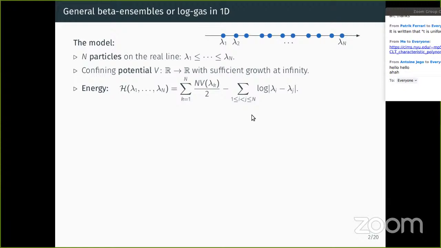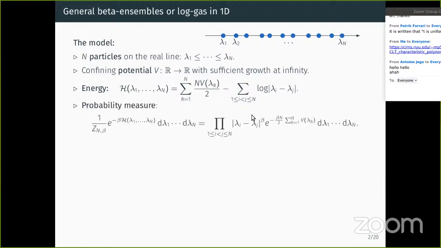Then we pick the particles at random according to the following Gibbs measure, proportionally to exponential minus beta times the Hamiltonian. Another way to write it is this way, which is maybe familiar for those doing random matrix theory.